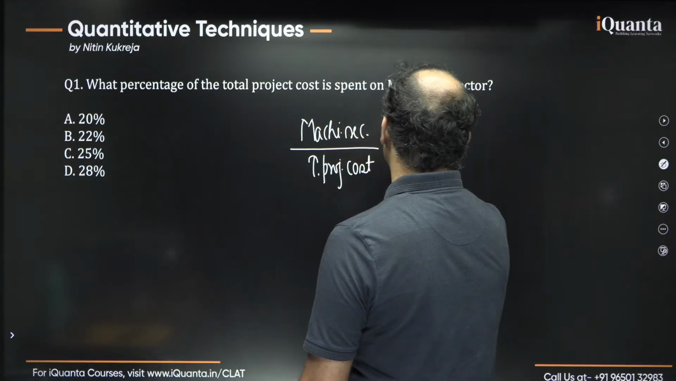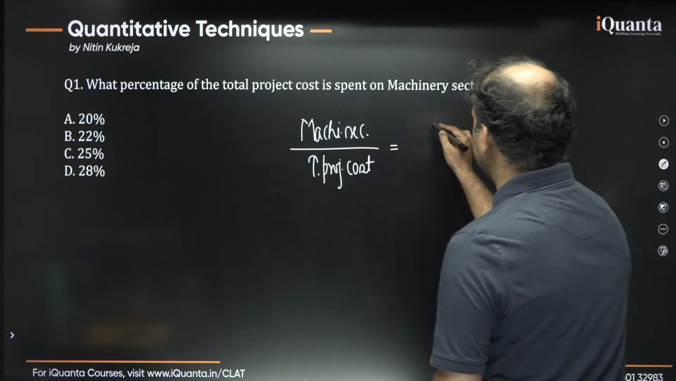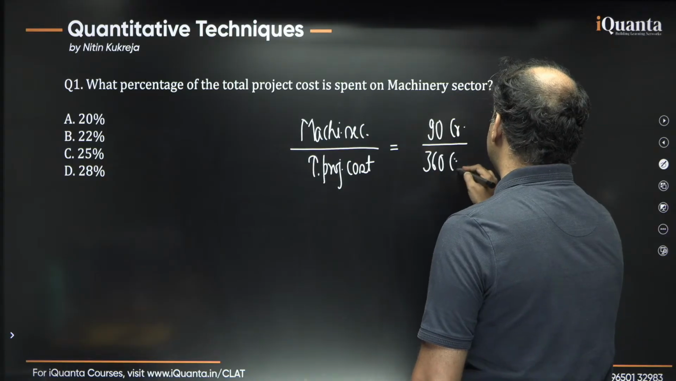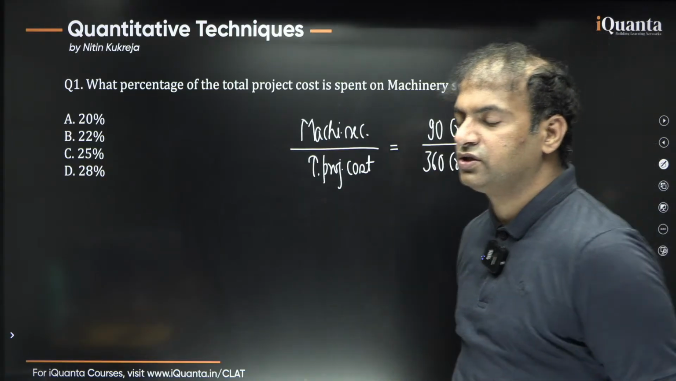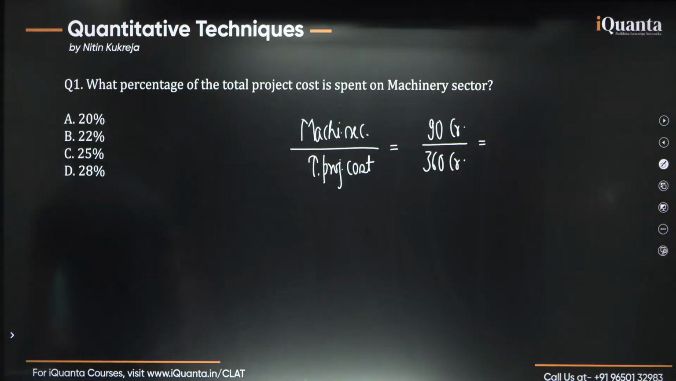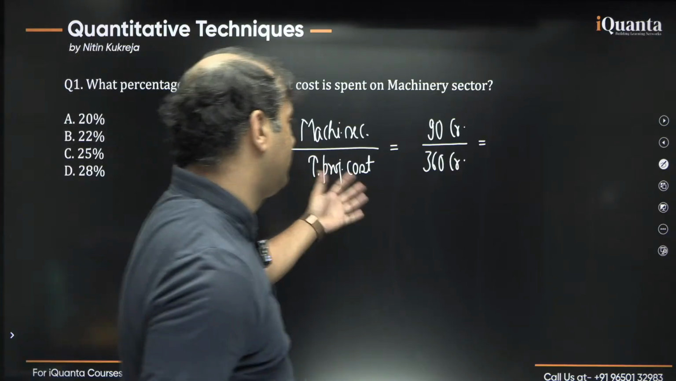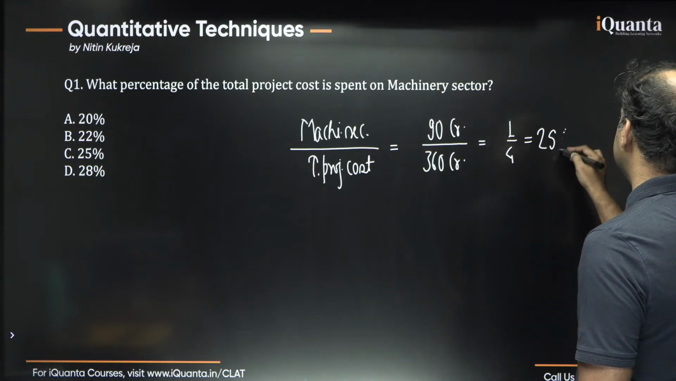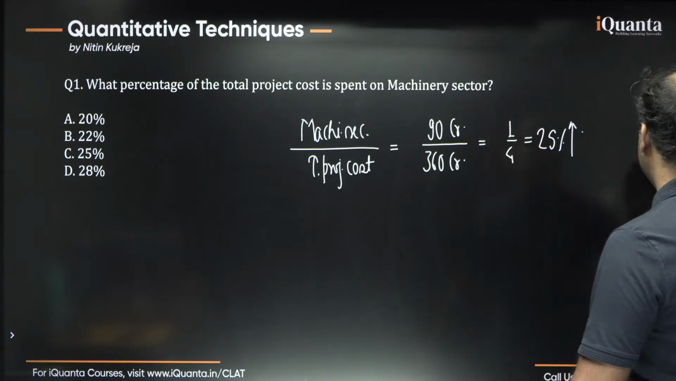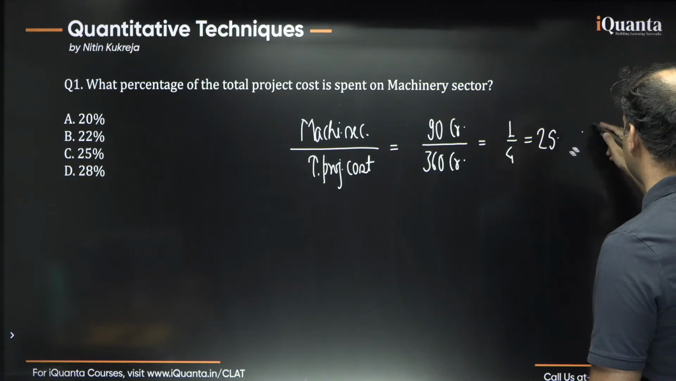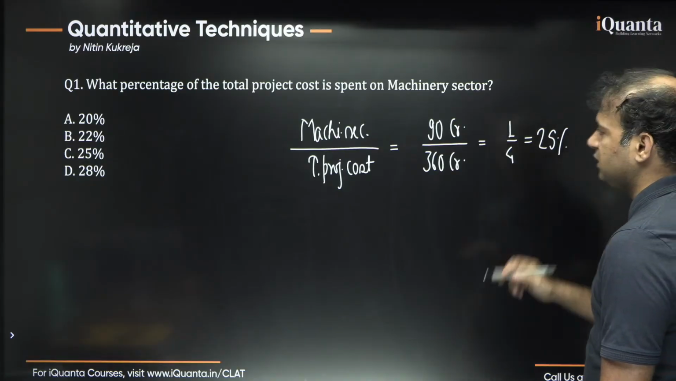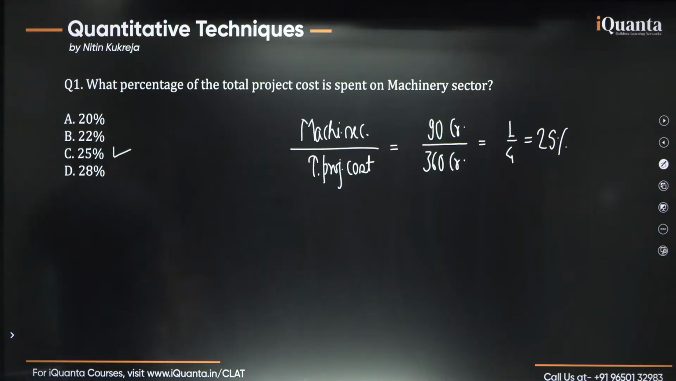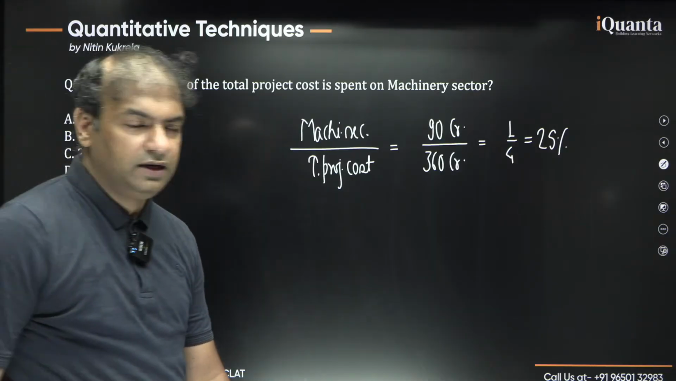The machinery cost, as we just saw in the previous slide, was 90 crores, and the total project cost is 360 crores. So we just have to see 90 crores is what percentage of 360 crores. We all know this is 1 by 4 in fraction, since 90 is one fourth of 360, and 1 by 4 is nothing but 25%. Simple, right? So the answer is 25%, which is option C. Such an easy question. Let's move to the next question now.